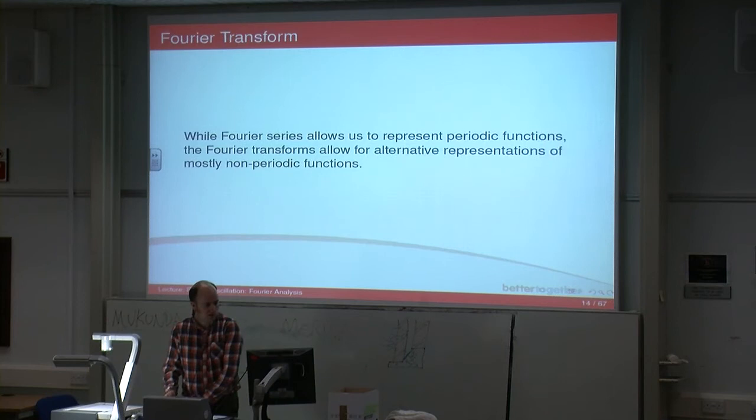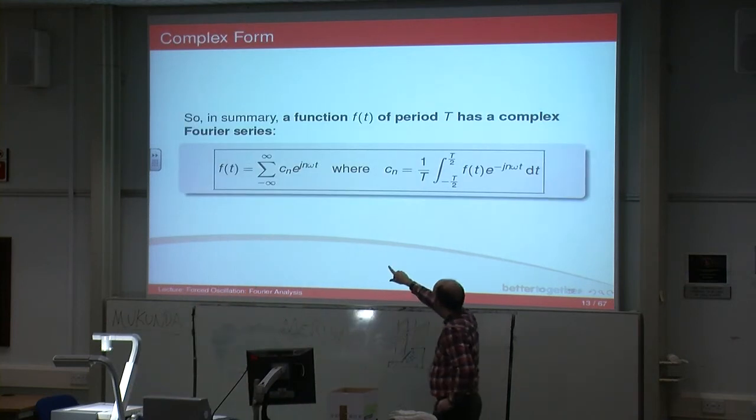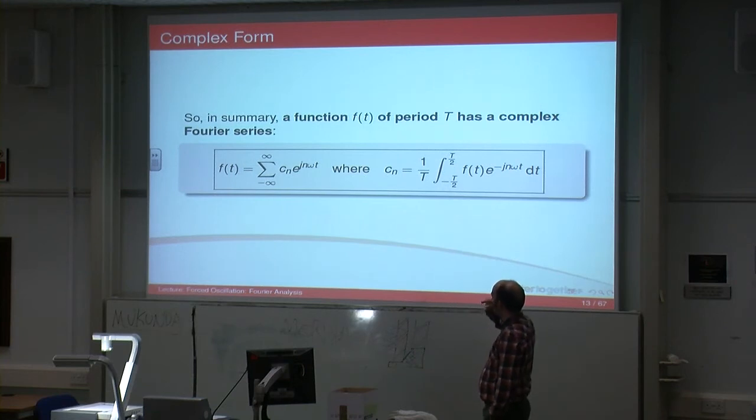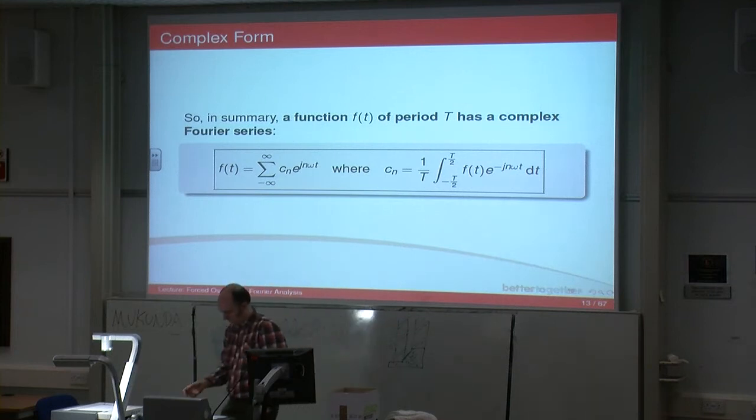So to summarize, we've got this. Our function in terms of time is the sum of Cn e to the j n omega t, where Cn is this expression for n equals 0, plus or minus 1, plus or minus 2, plus or minus 3, and so on.